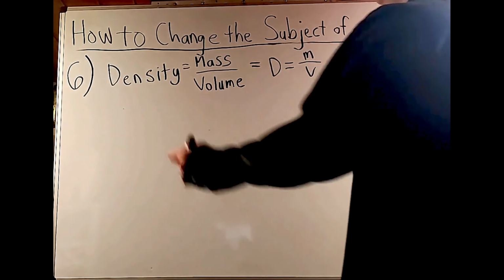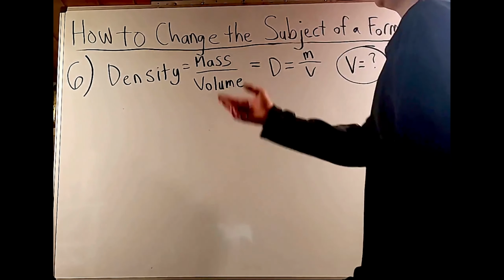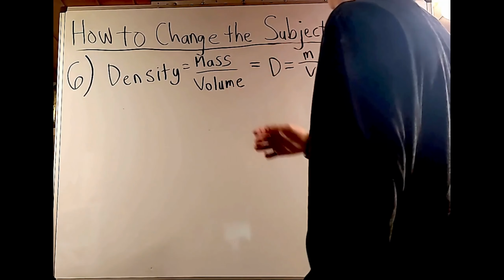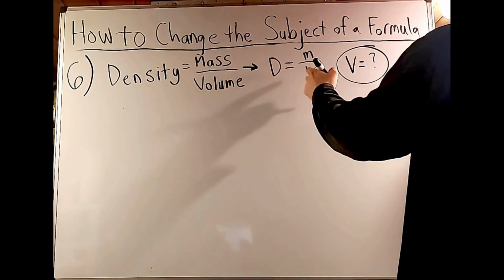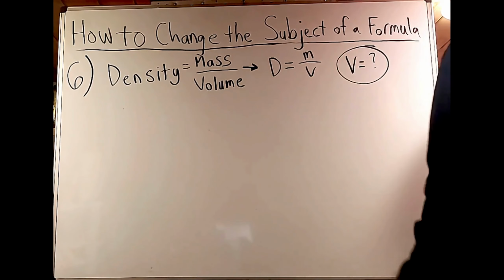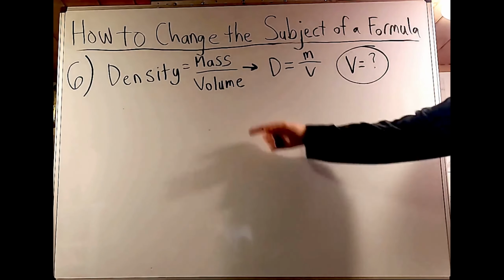Okay, next question. We see we're tying in some physics. Density equals mass over volume. We're going to write that as D equals m over v, and we want to solve for v, which is going to be volume.